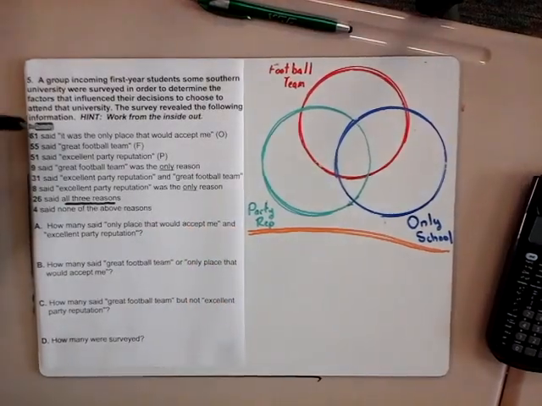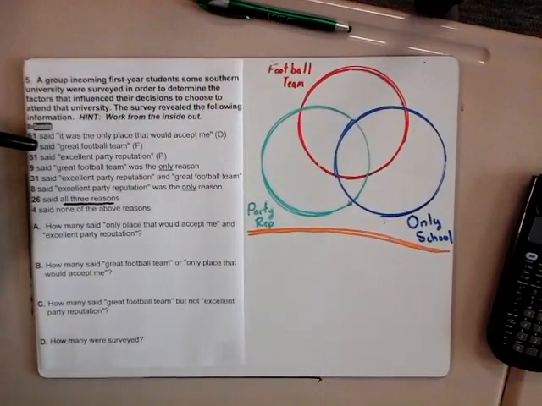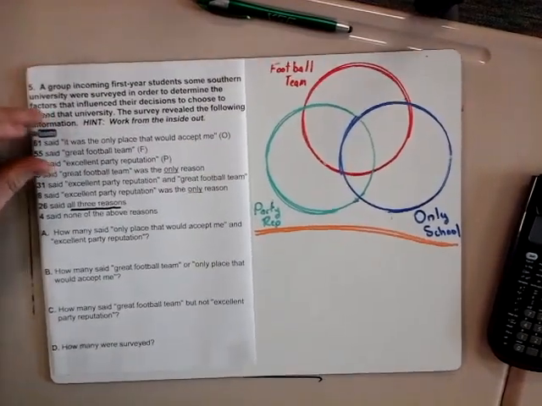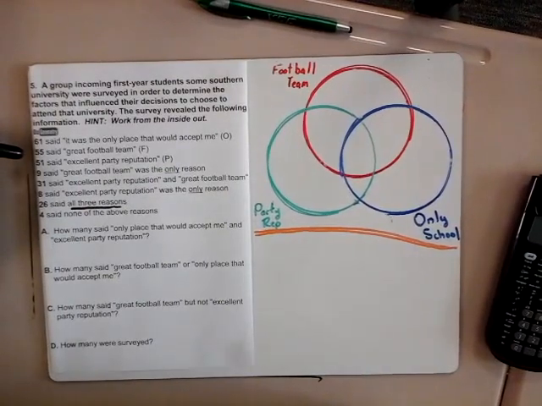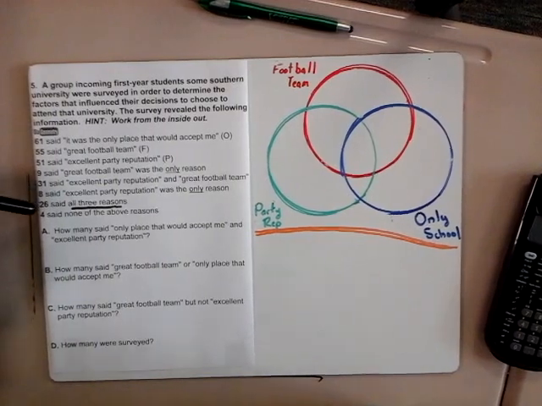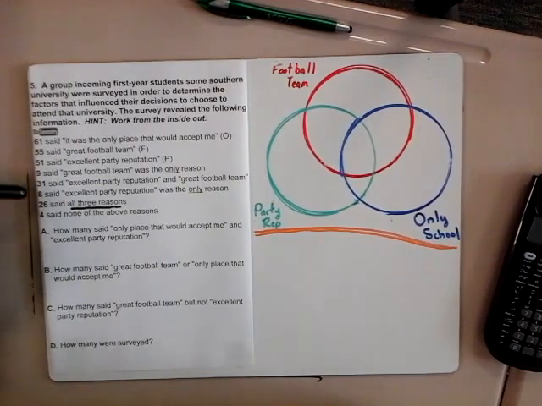So 61 said it was the only place that would accept me, while 55 said it was a great football team. 51 said excellent party reputation. 9 said great football team was the only reason. 31 said excellent party reputation and great football team. 8 said excellent party reputation was the only reason. 26 said all three. And 4 said none of the above.